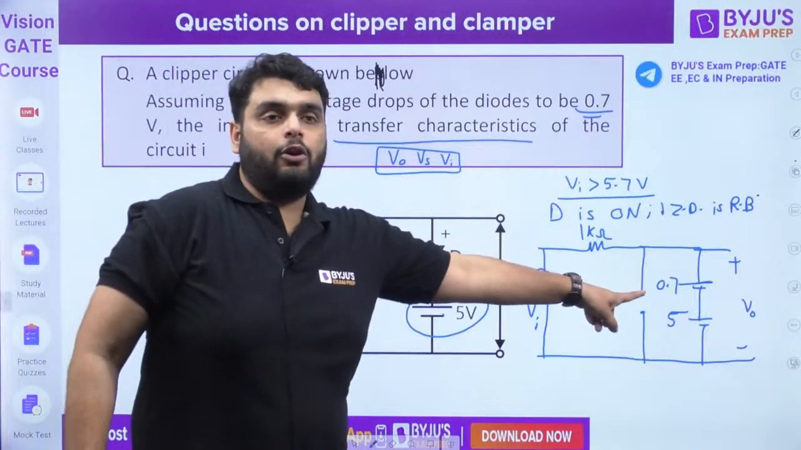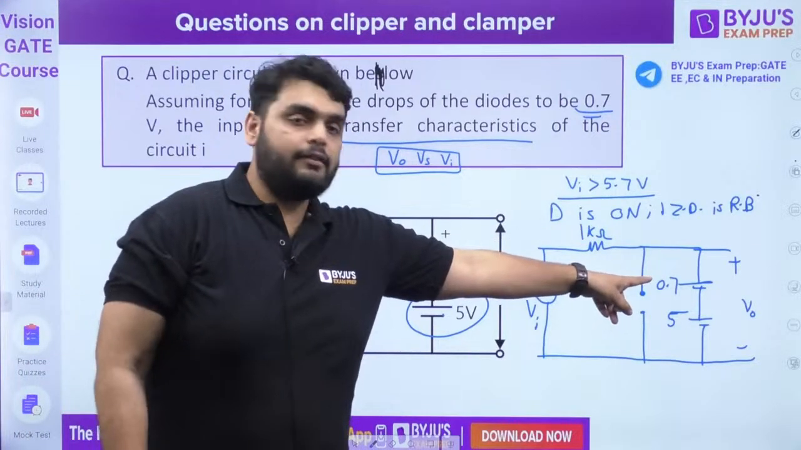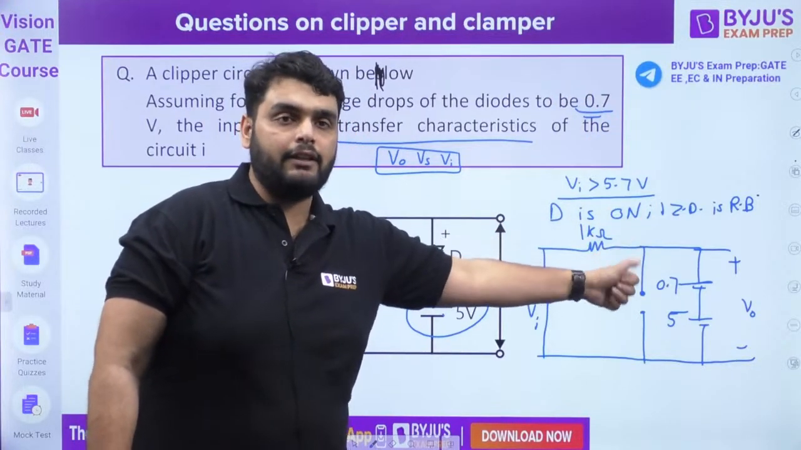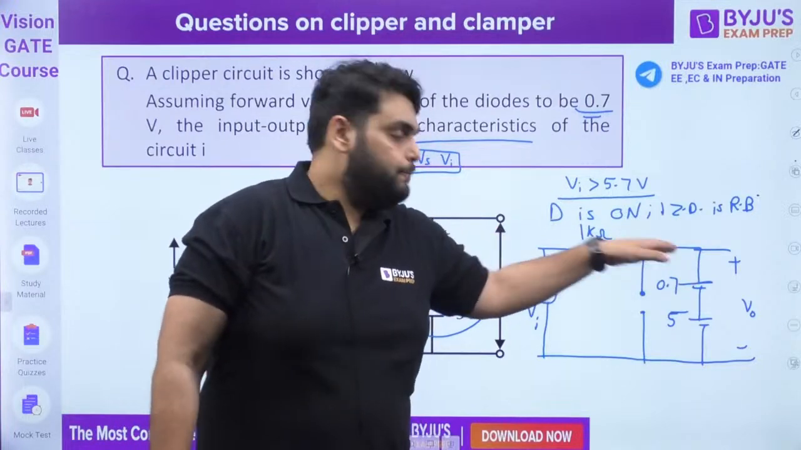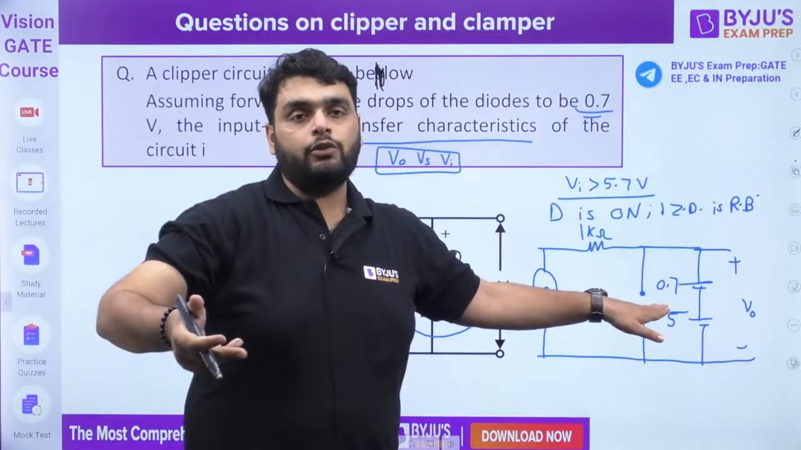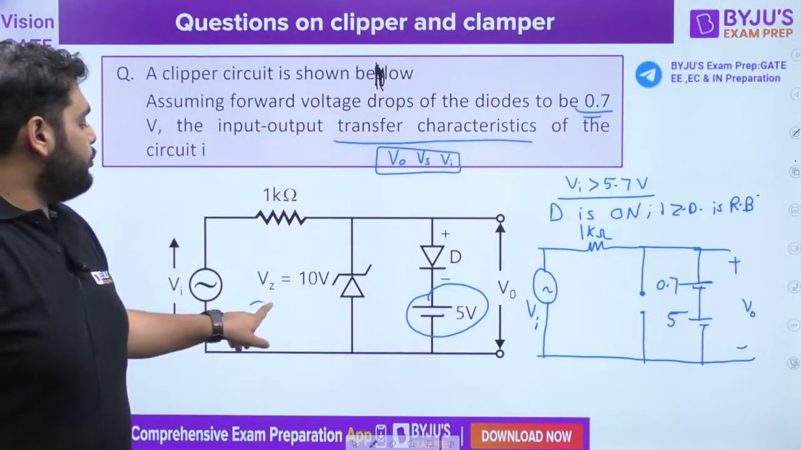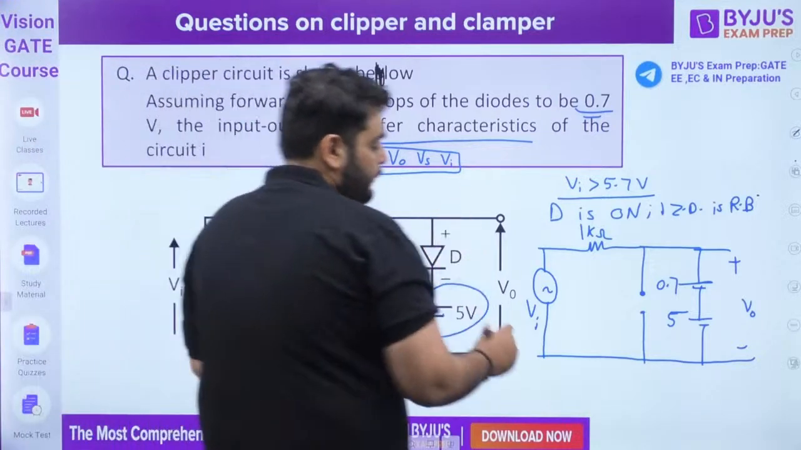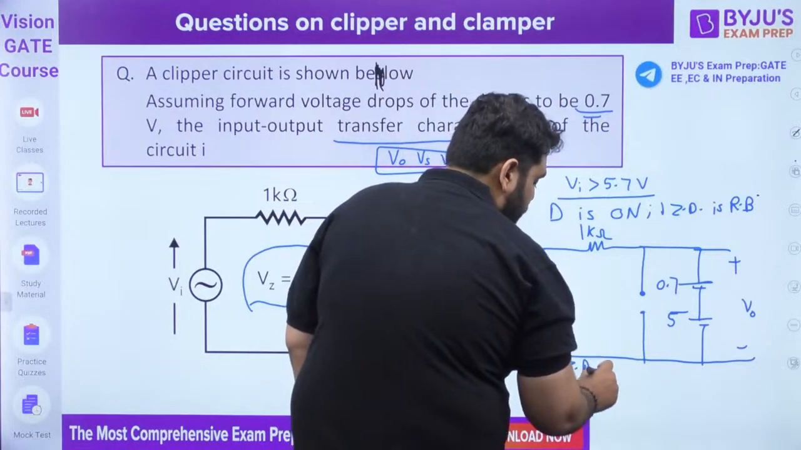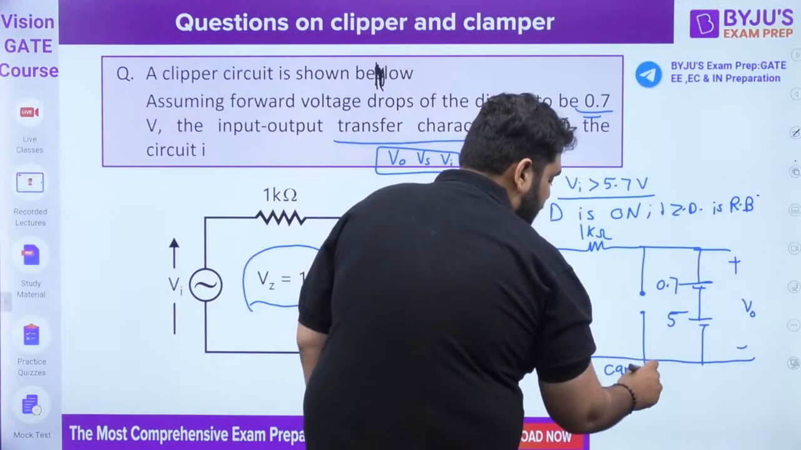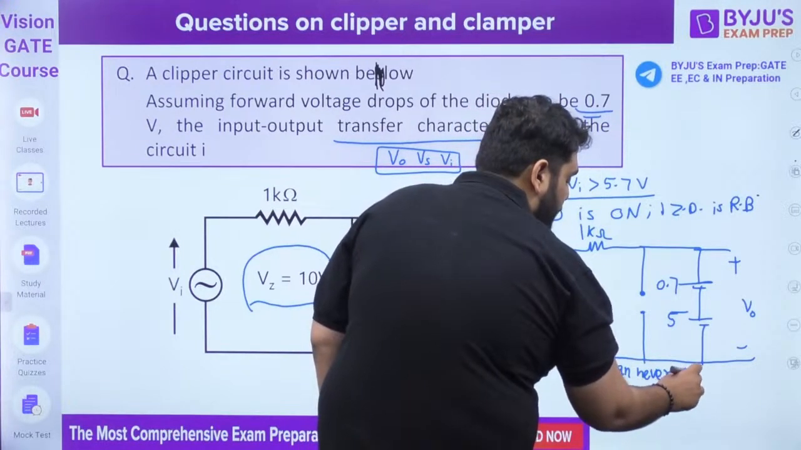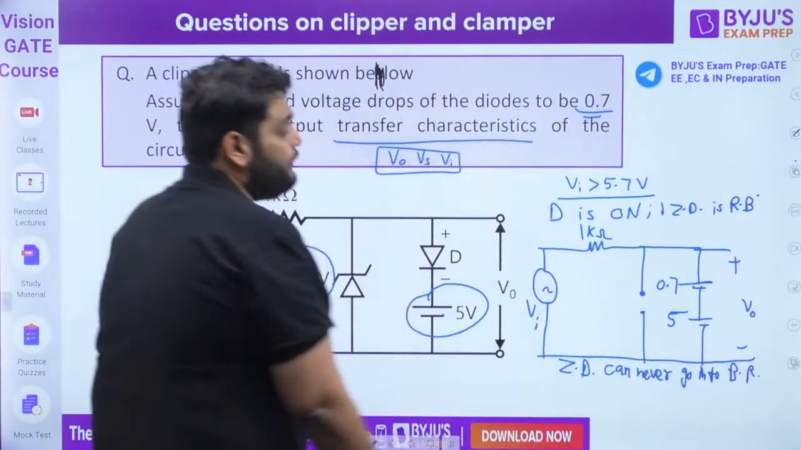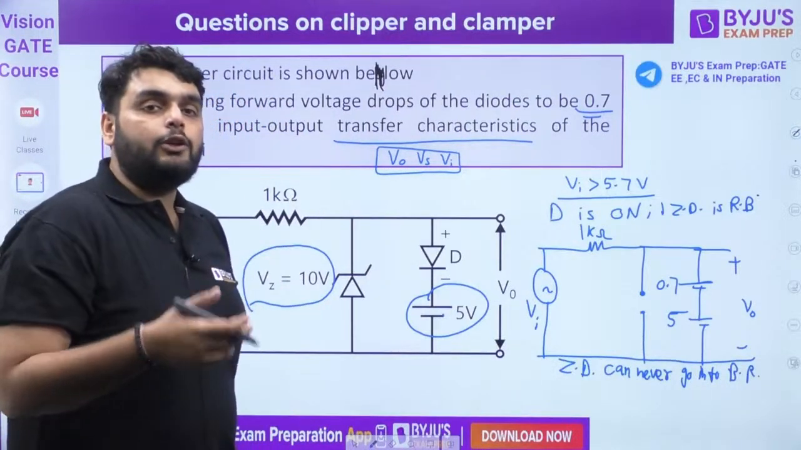Once the diode has been on, the voltage of that particular branch is fixed. The voltage is 5.7. Since the voltage is 5.7 fixed, the Zener diode can never go into a breakdown region. Because for a Zener diode to go into a breakdown region, the reverse voltage should be more than 10 volt. So from here, I can say the Zener diode can never go into a breakdown region. A very, very important point to note down.